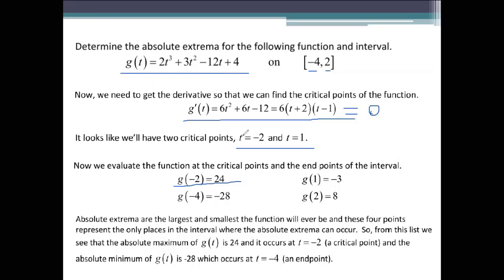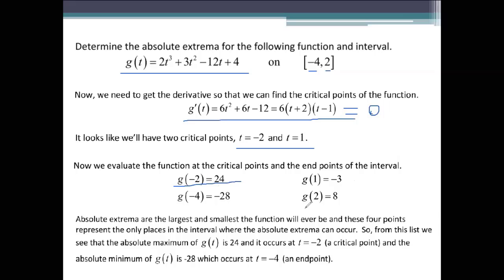Here we need to be careful not to confuse this with the derivative of the function. We need to put the values into the given function. So g of 1 is -3, and g of 2, the second endpoint, is 8. You can check this point. And now let's define the absolute extrema. The absolute extrema are the largest and smallest values from this list.